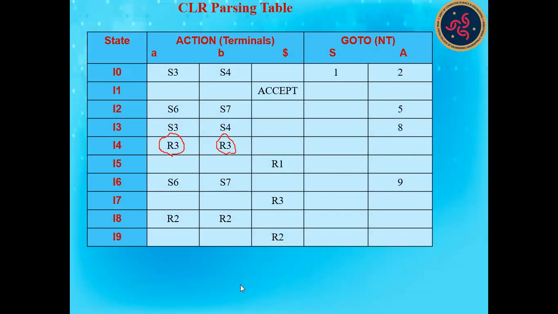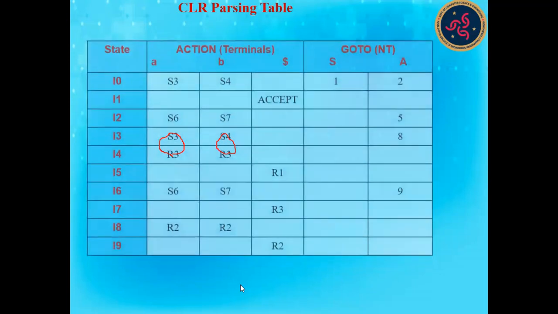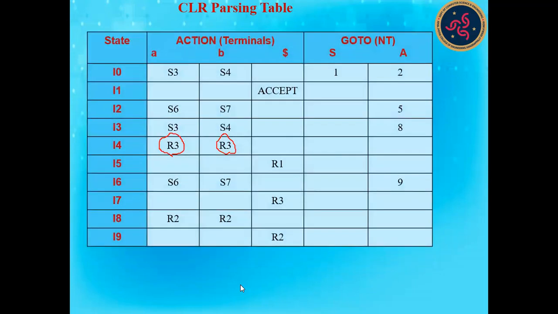Again, I have considered I5. I5 has the lookahead symbol dollar, and the production was AA dot, that is R1. So in the table, at I5 under the dollar symbol, I am writing R1 here. These are the shift entries. The shift entries are the same as in SLR parsing table construction, with the difference only in the reduce entry placement.